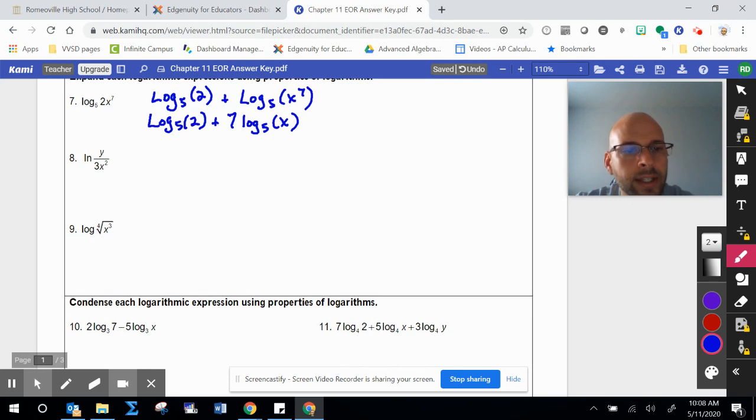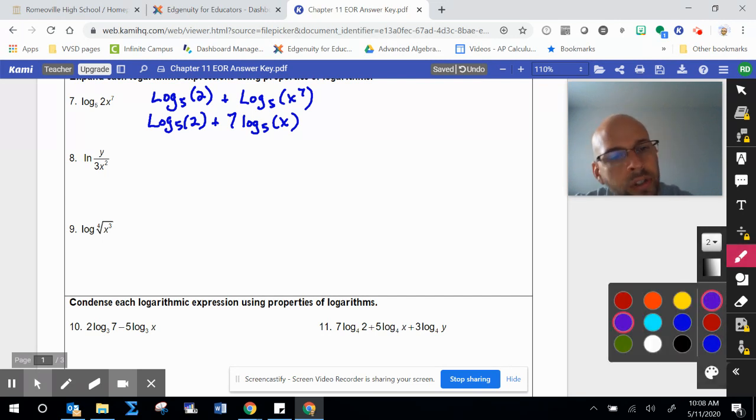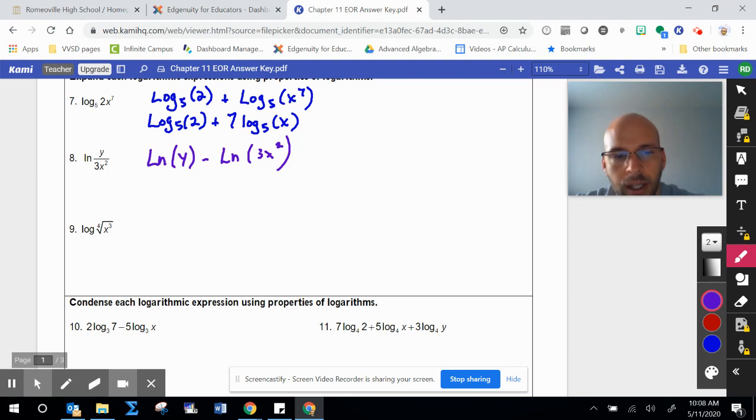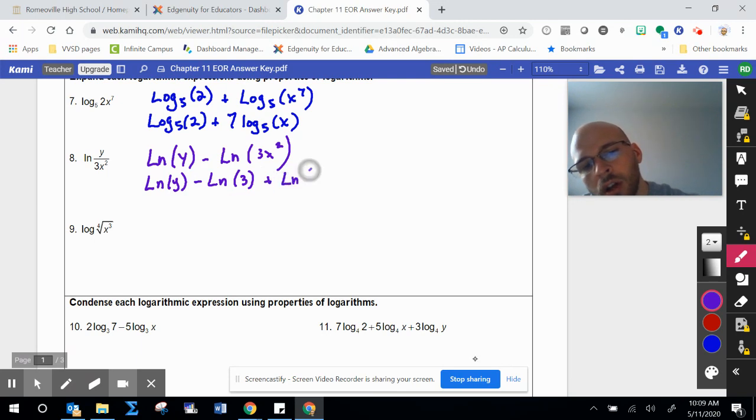Now, for number 8, we have a natural log here. That doesn't change how we do anything, but we do have division. Division, we handle a little differently. We don't use addition, but instead we'll use subtraction. So I'm going to say the natural log of my numerator minus the natural log of my denominator. But then if you look at the denominator, you can see that it's a product of 2 things. So I can say the natural log of y minus the natural log of 3 plus the natural log of x squared.